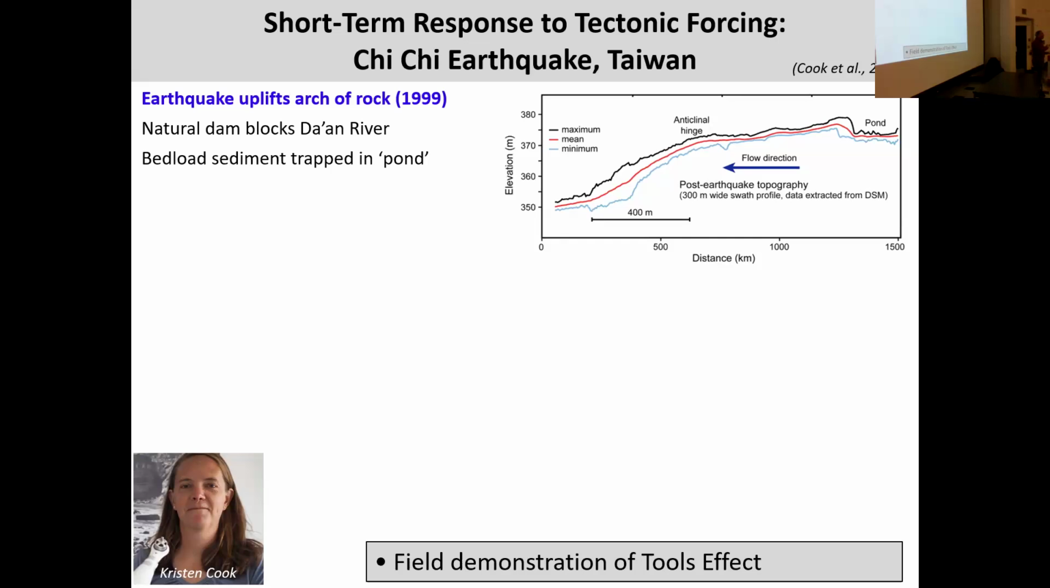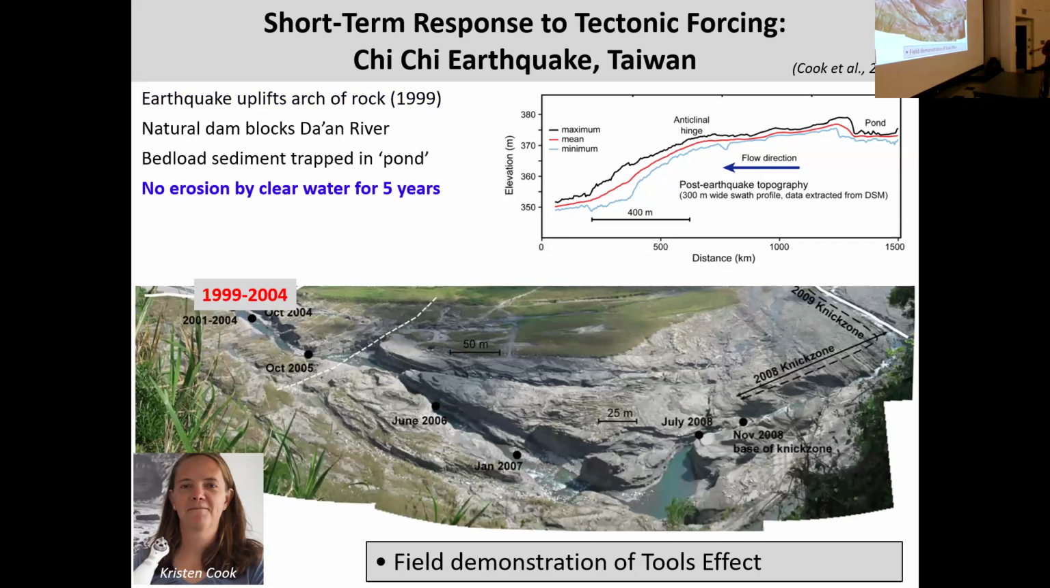But it passed the water through and it passed a suspended load through. But for a bunch of years, no bed load was making it to the downstream limb of the anticline. And no erosion of that, even though it was weak mudstone, there was virtually no erosion of that channel downstream until that pool filled with bed load. It took a bunch of years. It took 5 years.